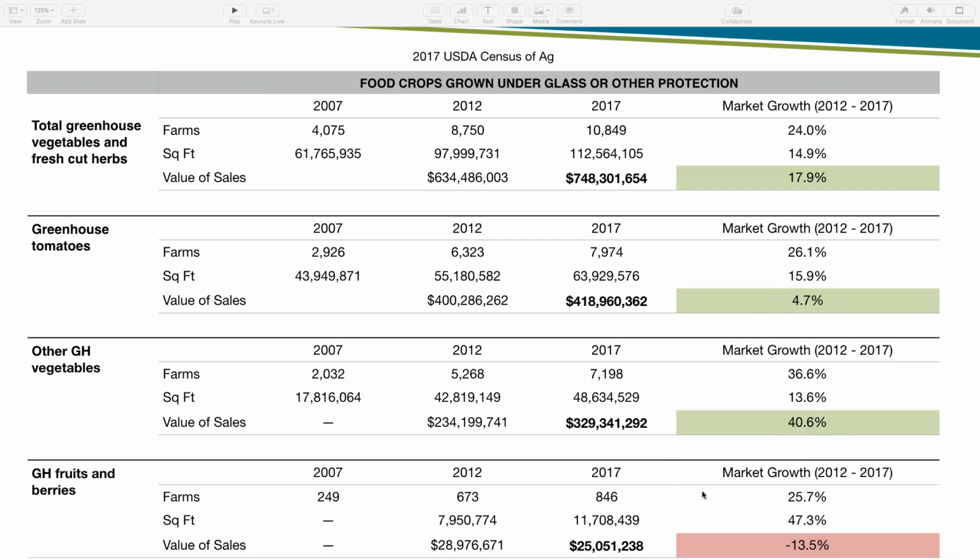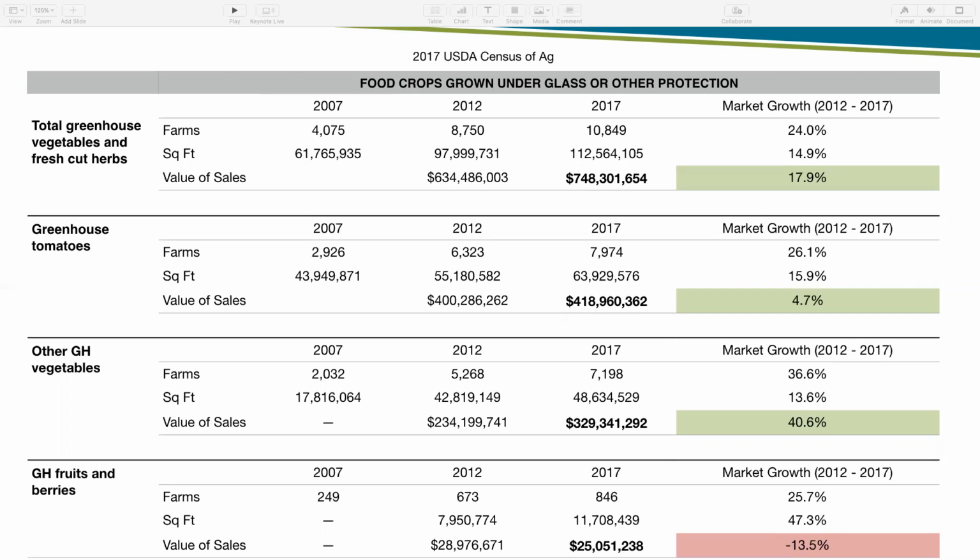Now, looking at the greenhouse fruits and berries, I was surprised with that. There was a decrease in market value. The market value went down 13.5%, even though the square footage increased almost 50%, so a 47.3% increase in the square footage for greenhouse fruits and berries, and also the number of farms increased. So we see more companies jumping in, higher square footage, but the market value came down.